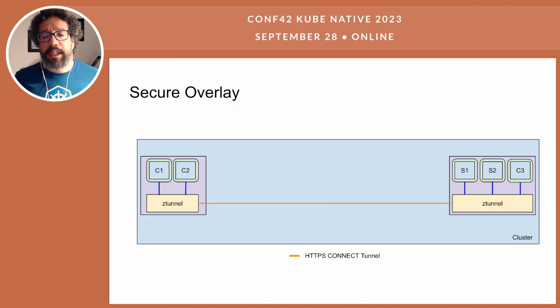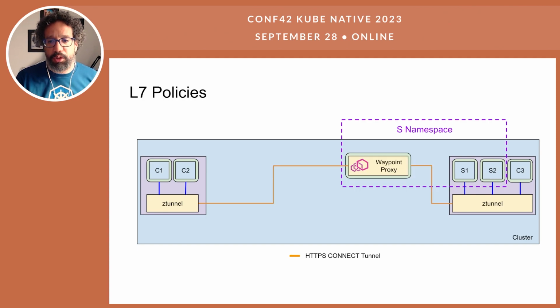One of the things ztunnel also does is that it keeps the identity of the pod. So if you have container C1 or pod C1 sending traffic to pod S1, then S1 will see the traffic coming as the identity of pod C1. So it will see the service account, essentially. That's what I'm trying to say.